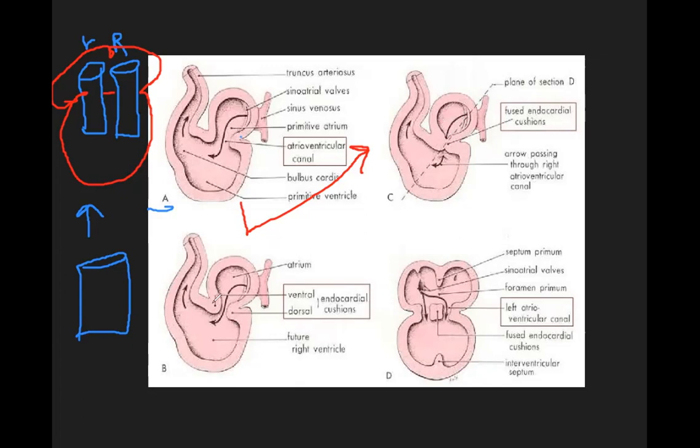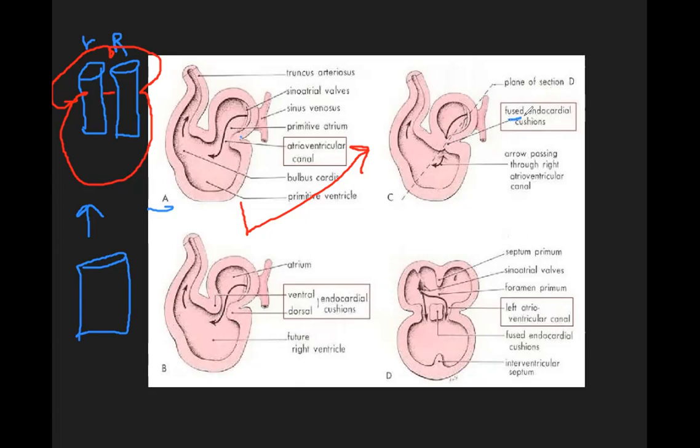You see, this is the ventral and this is the dorsal endocardial cushions. We need to fuse this ventral and dorsal. In the first picture, the space is wide. The atrioventricular canal is wide. But in the second picture, the atrioventricular canal is narrowed because the ventral and the dorsal endocardial cushions are coming closer to each other, and they are fused.